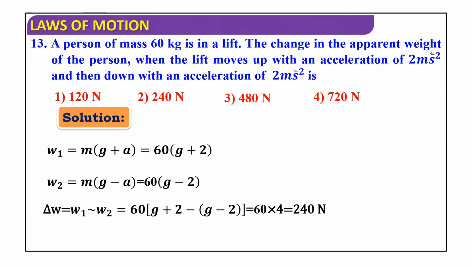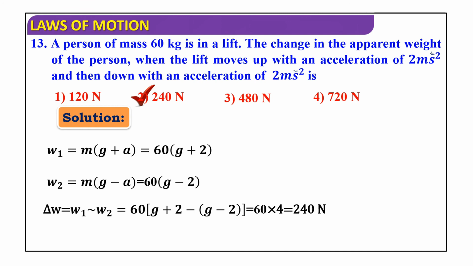So now ΔW equals W1 minus W2, that is 60 × [(g + 2) − (g − 2)]. Here the g cancels, and we get 2 plus 2, that is 4, so 60 × 4 is 240 newtons. So finally we get 240 newtons. The change in the apparent weight of the person is 240 newtons. The second option is correct.